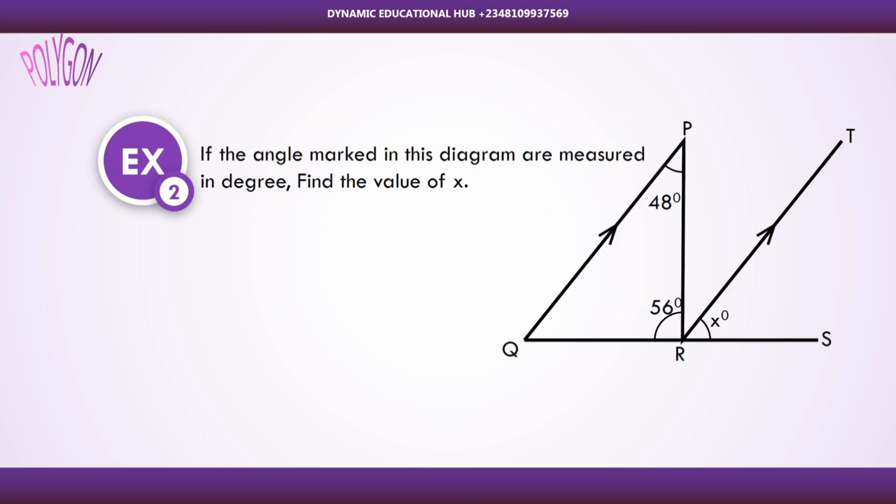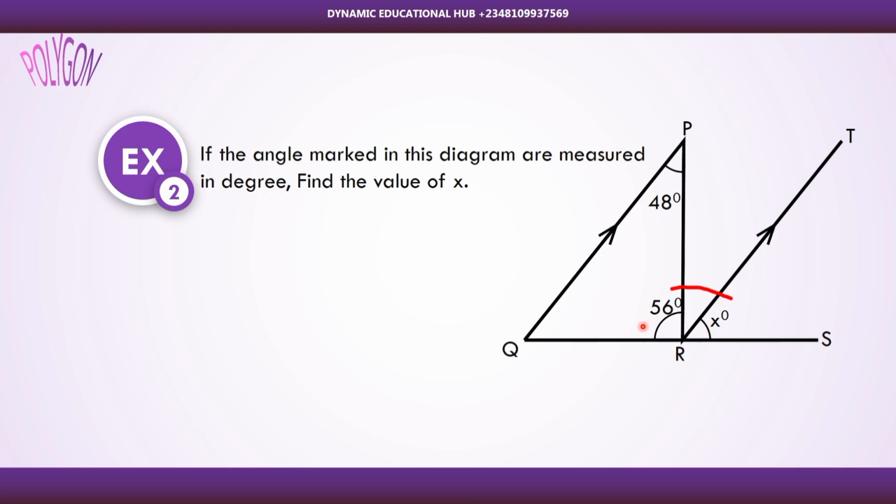Now let's have the second question here, which is: if the angles marked in this diagram are measured in degrees, find the value of x. In solving this question, we are going to use two different methods. Before solving our question, let's quickly observe something here. If you look at this angle over here, which is 48 degrees, this angle is the same as this angle here, because line RT is parallel to line QP. So this angle here will be the same as this angle, which is 48 degrees.